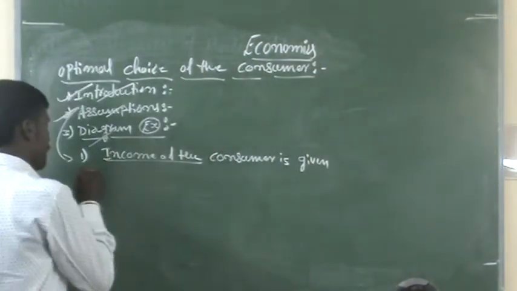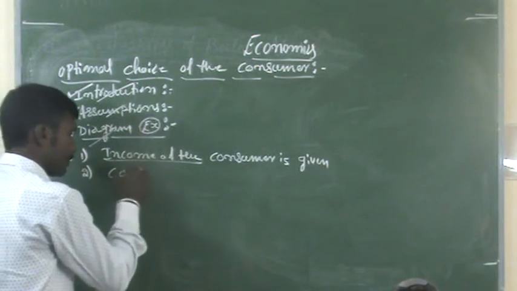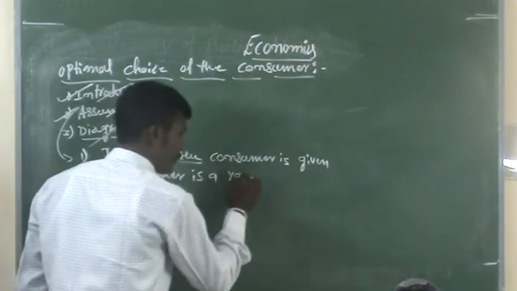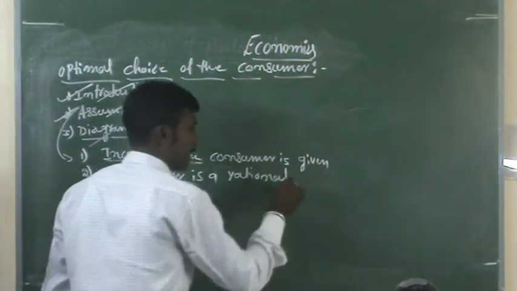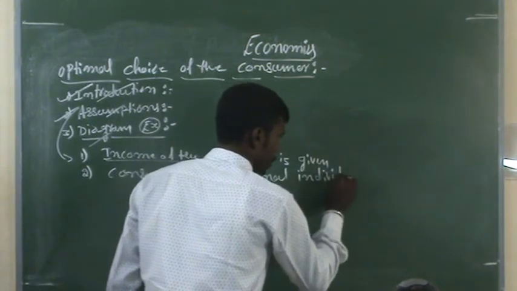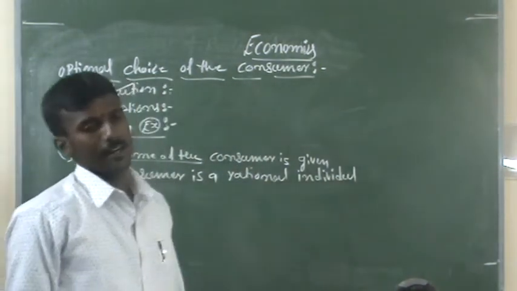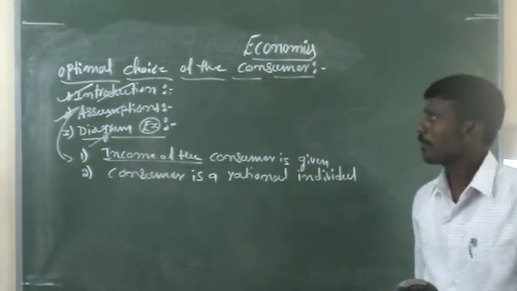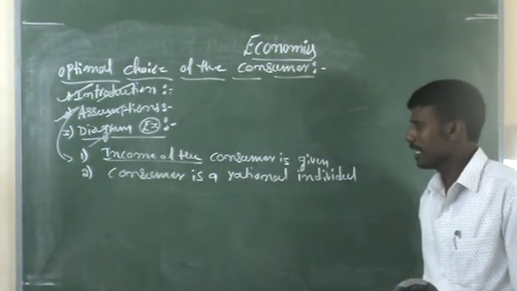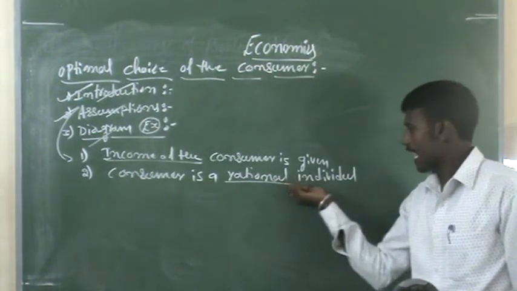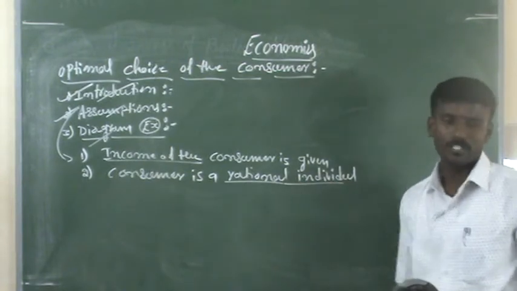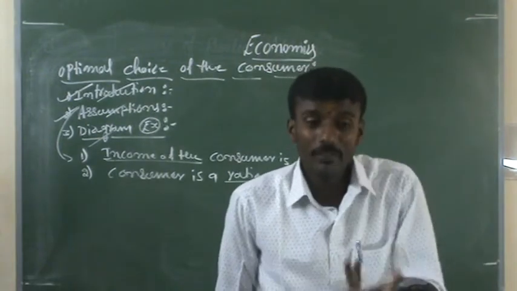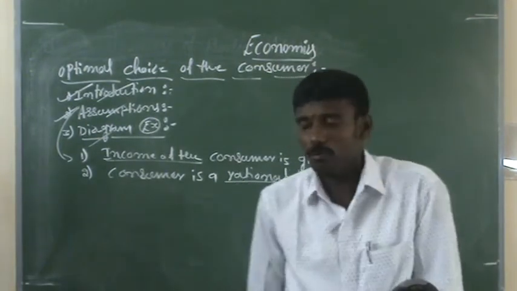The second assumption is that the consumer is a rational individual. The consumer is a rational person, a rational individual. The second assumption of optimal choice of the consumer is that the consumer is a rational person, a rational consumer. Here the consumer is considered to be thoughtful, aware and intelligent.